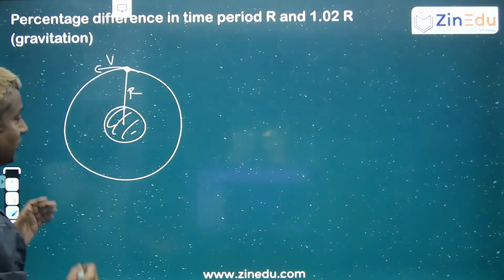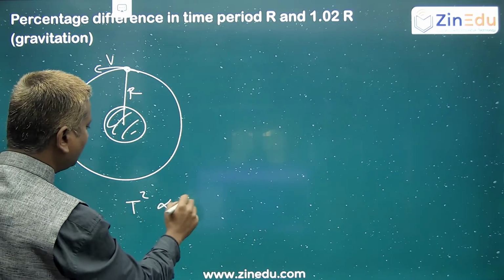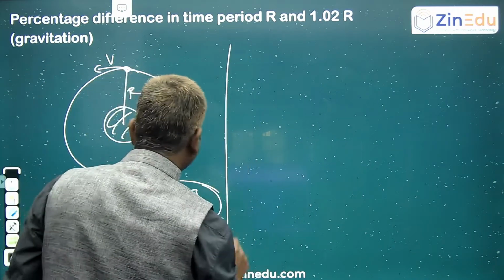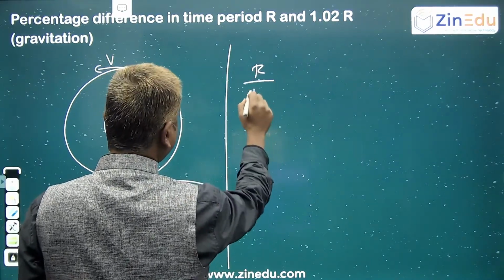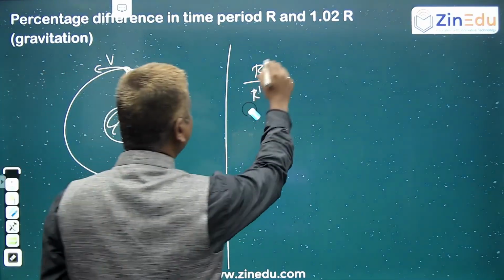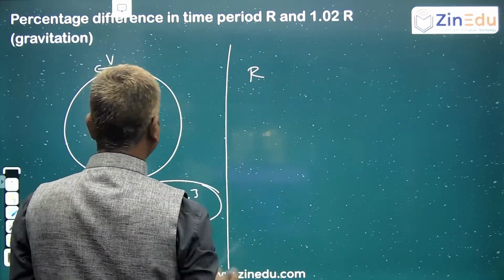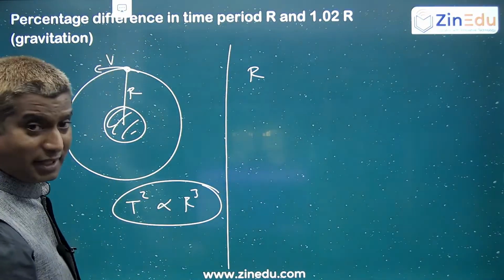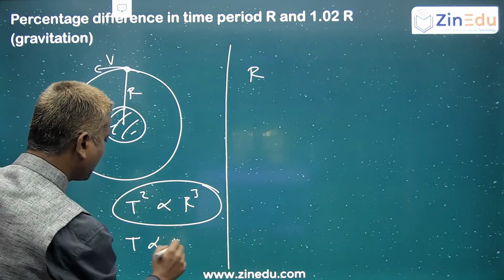So we know very well that some relation is there between the time period and the radius. So what is that relation? T square is directly proportional to r cube. Kepler's third law. Correct? Now clearly you can write r by r dash, so you can easily write T directly proportional to r cube. So they are asking the percentage change in the time period, right?